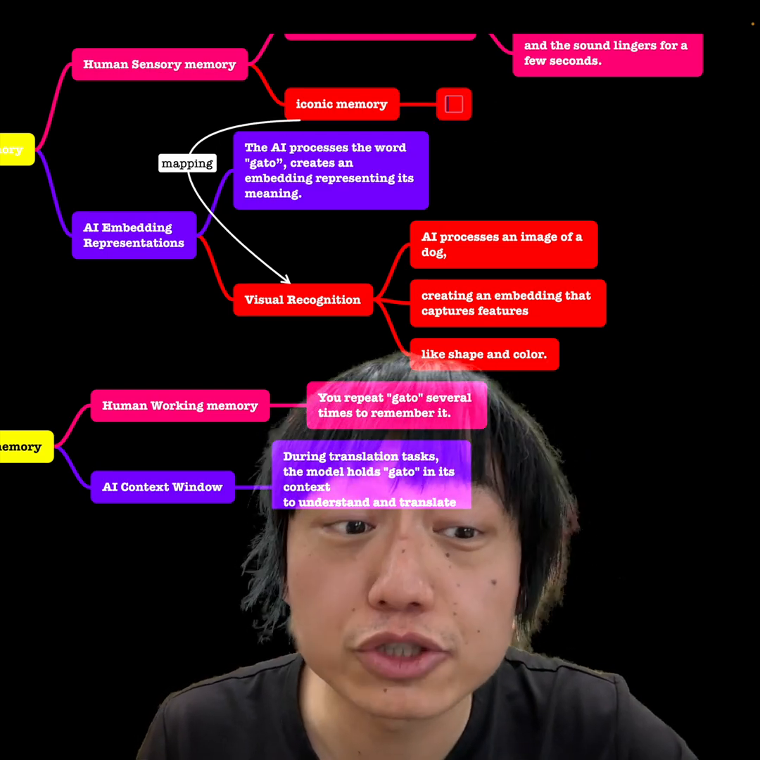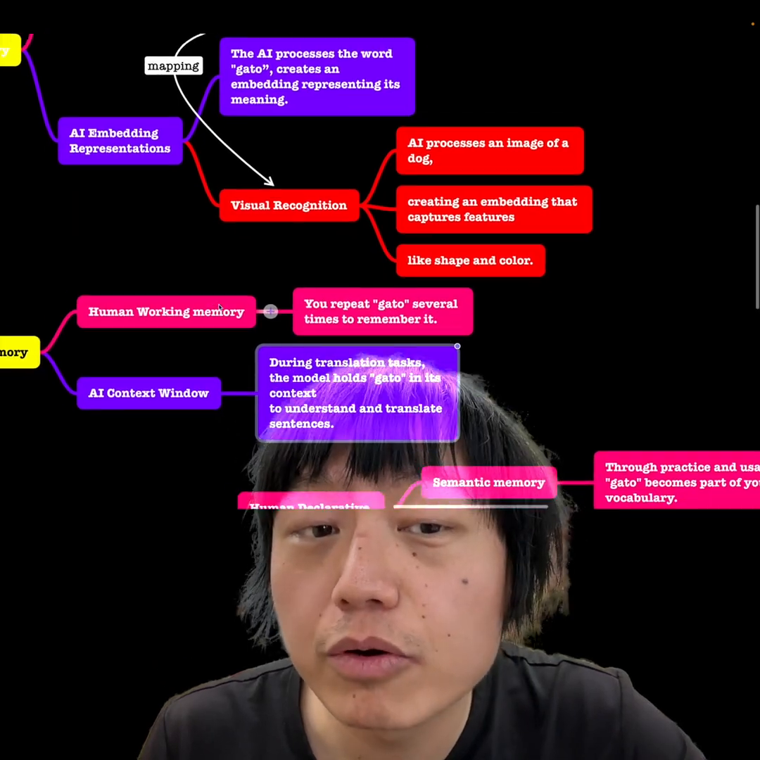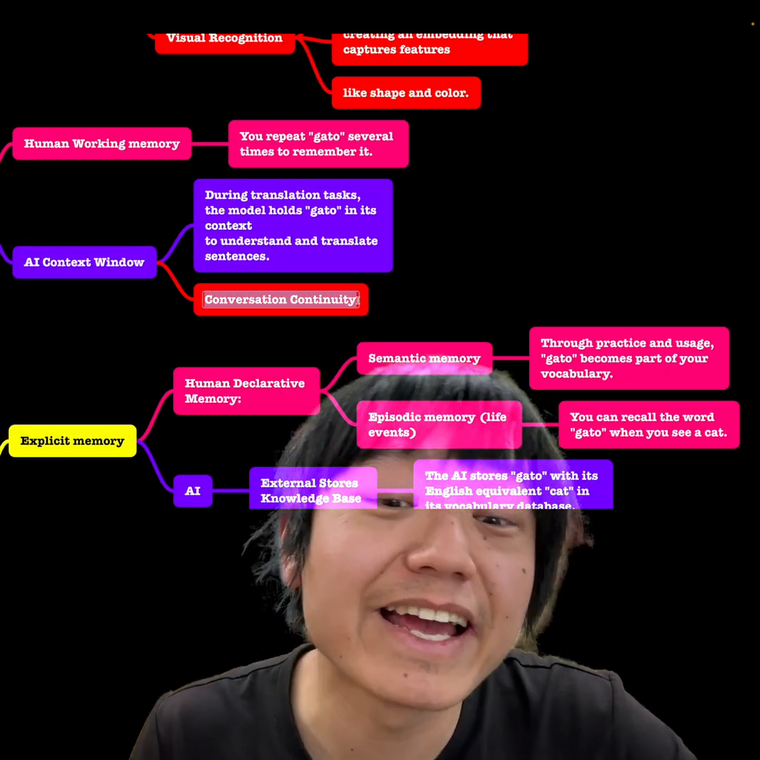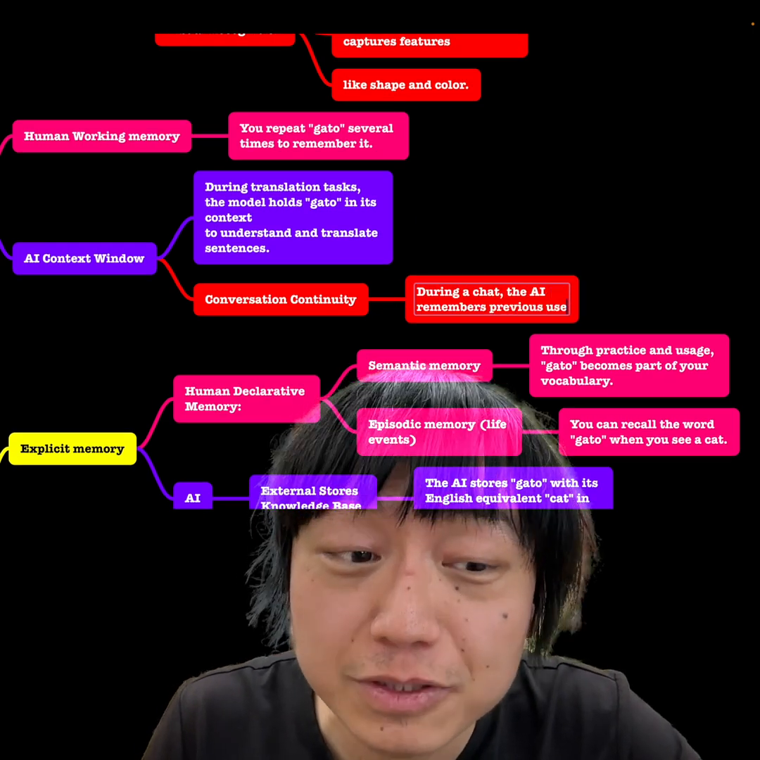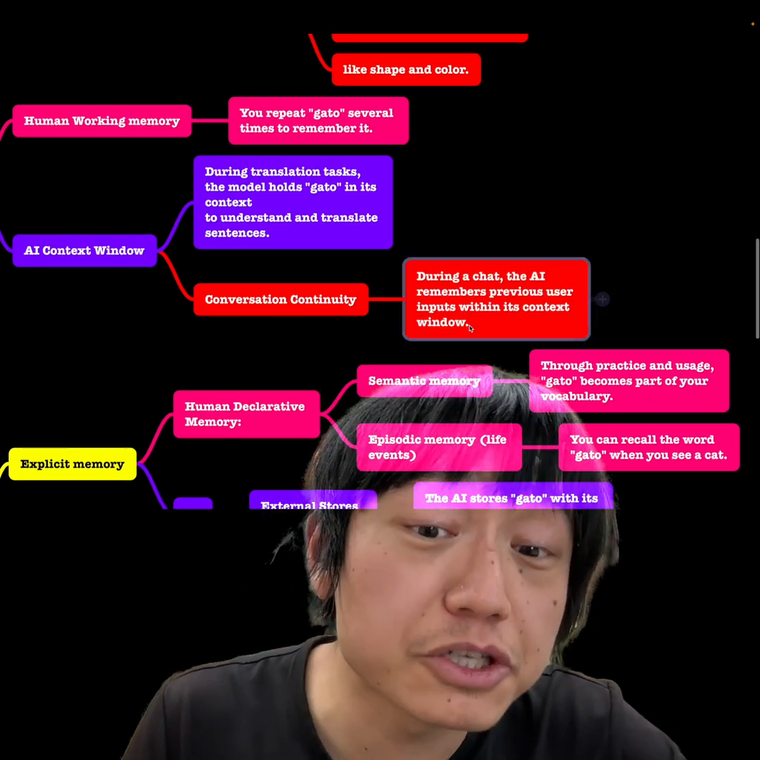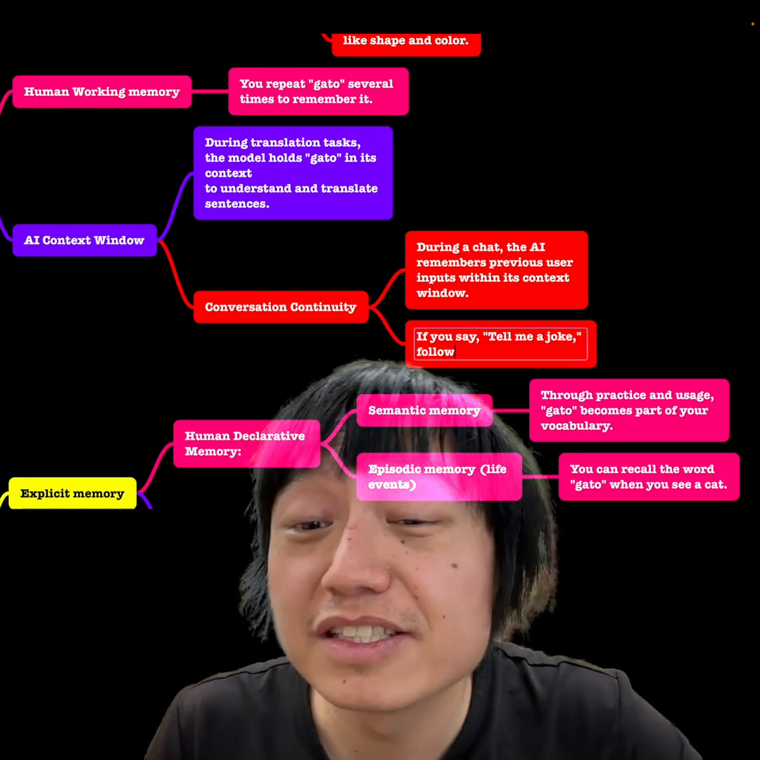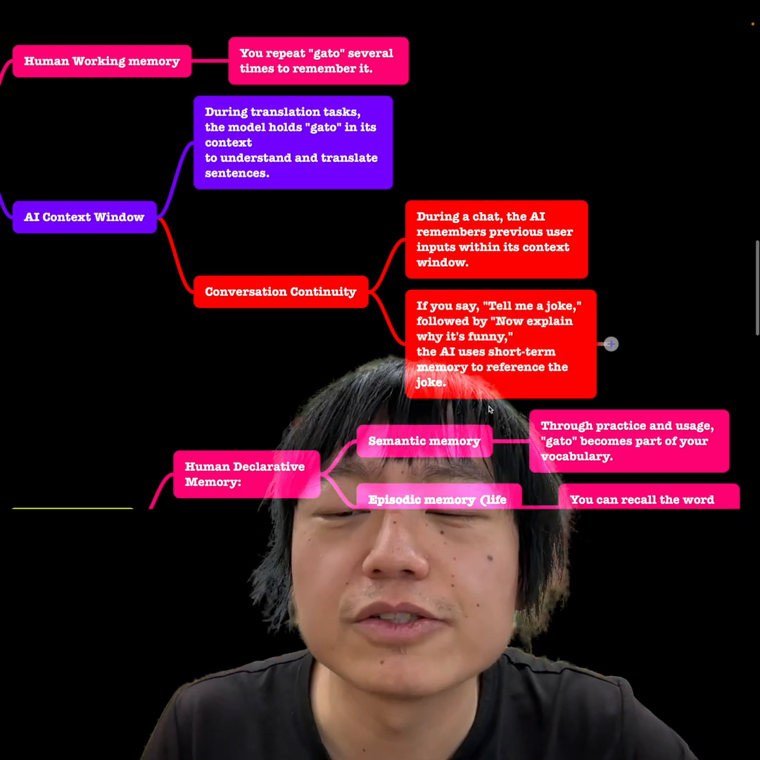And the second is short-term memory as the context window in an AI system. For example, conversational continuity: during a chat, the AI remembers the previous user inputs within the context window. So if you say, tell me a joke, followed by now explain why it is funny, then the AI will use its short-term memory to refer to the joke.